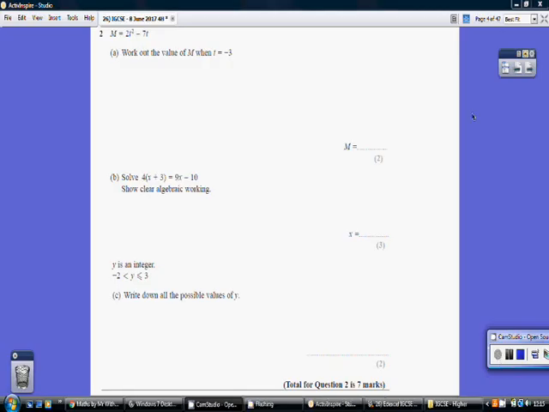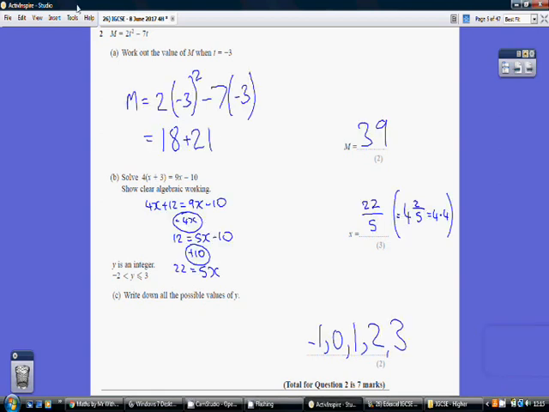Question 2. So for part A, we've got to work out the value of m when t is minus 3. So we're simply substituting minus 3 into this equation. So just pop this straight into your calculator like this, and it will give you the correct answer.